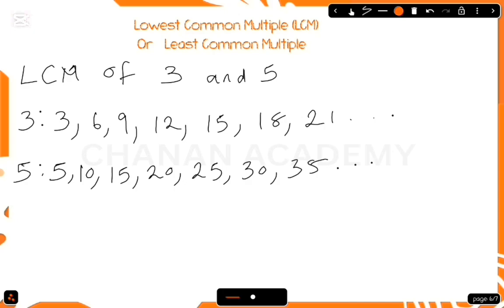Look closely. So we have 15. Can you find any other one in this list? So our LCM is 15. LCM is 15 because it is the least common multiple we have. Okay, let's take another example.